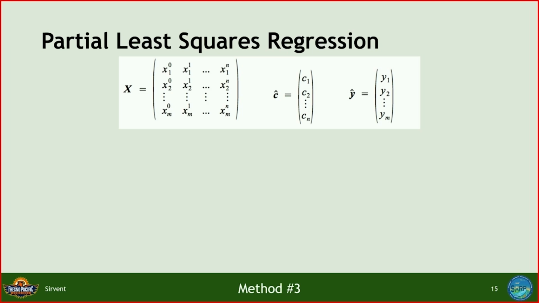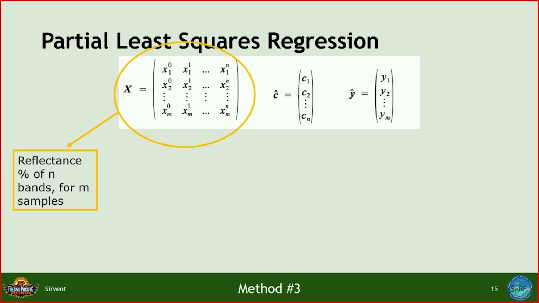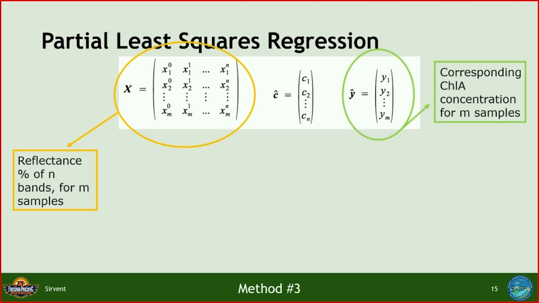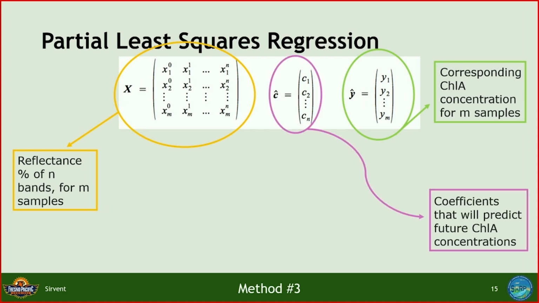These are the matrices that you're going to need to perform partial least squares regression, with the X matrix being the reflectance percentage for n bands for m samples. So the height of your matrix, the rows you have, is however many samples you have, and the length of your matrix, however many columns, is the variables that you're using. So we're going to have 10 columns for the 10 wavelength bands. Y is the corresponding chlorophyll A concentration for those m samples. And C is what you get when you smash X and Y together, and it produces the coefficients that will predict future chlorophyll A concentrations. And so this is the algebra necessary to perform the algorithm.